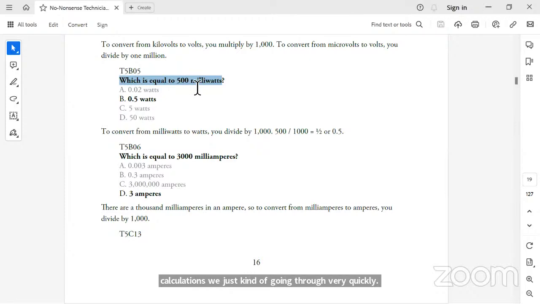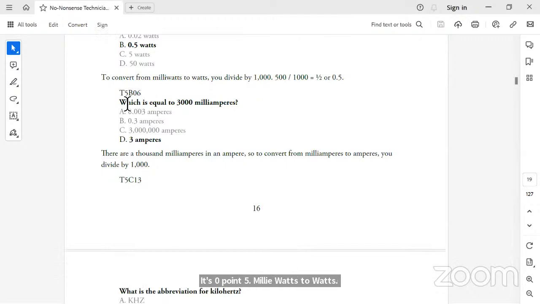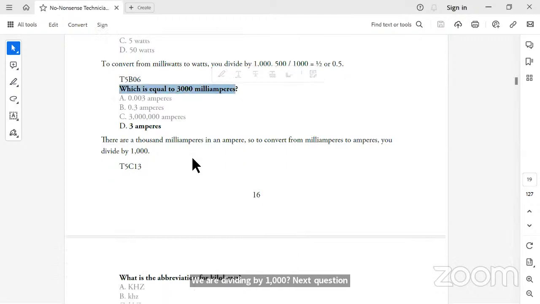Which is equal to 500 milliwatts? So they're asking us to convert from milliwatts to watts. The answer is 0.5 watts. We are dividing by 1,000. Next question, which is equal to 3,000 milliamperes? So this question is asking us to convert from milliamperes to amperes, and we know that we need to divide by 1,000 to go from milliamperes to amperes, and the answer is 3 amperes.